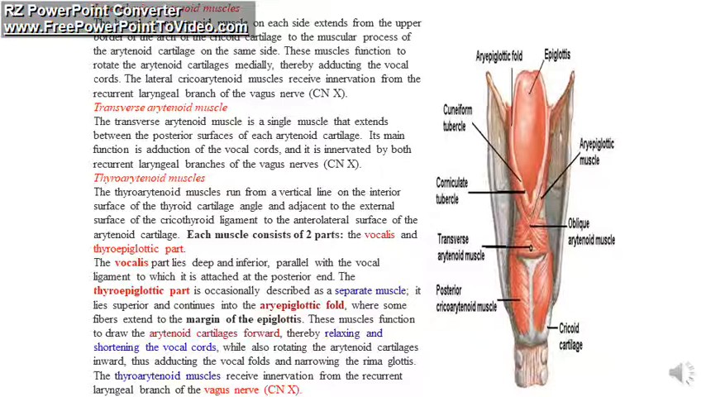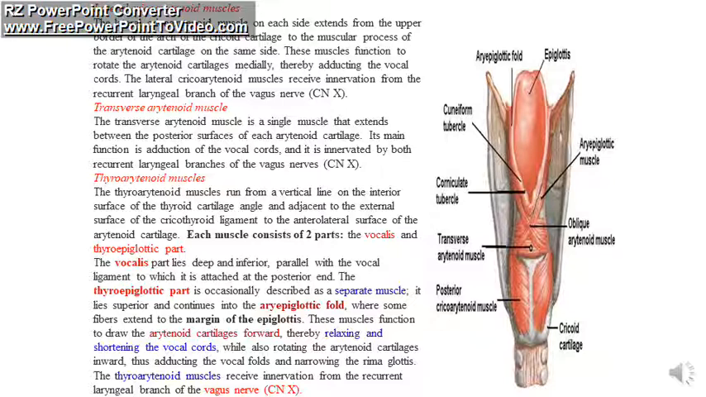The transverse arytenoid muscle, which is a single muscle, extends between the posterior surfaces of the arytenoid cartilages. Its main function is abduction of the vocal cord, and it is innervated by the recurrent laryngeal branch of the vagus nerve.